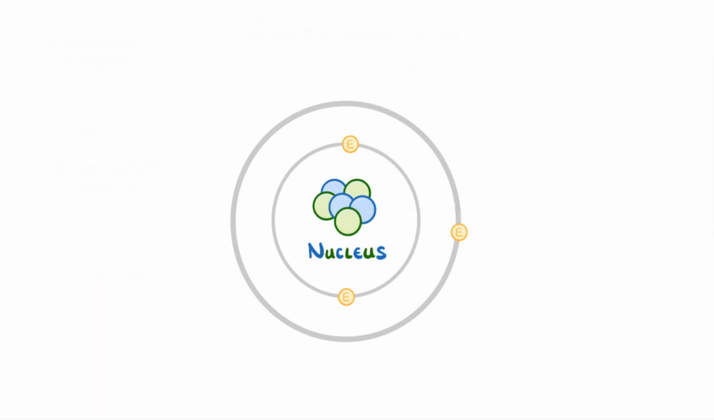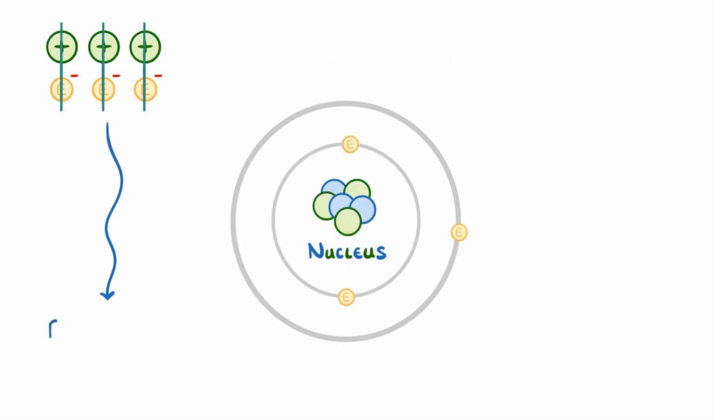In this atom that we've drawn, we have 3 protons in the nucleus, and 3 electrons orbiting it. Because the number of protons and electrons is equal, the positive and negative charges balance out, and so overall, the atom is neutral.